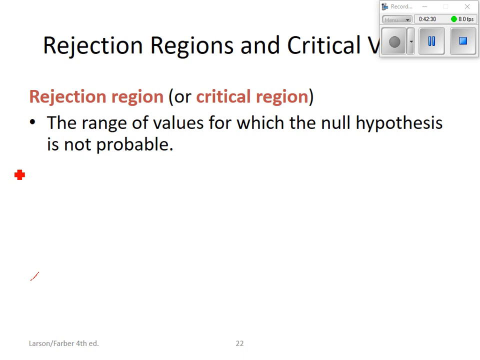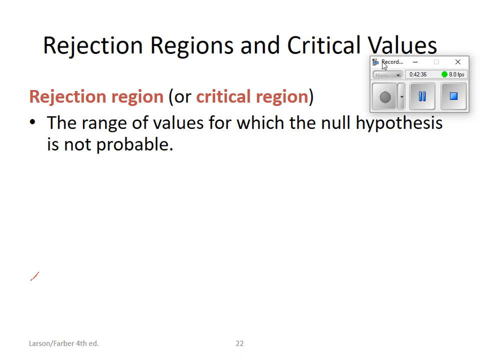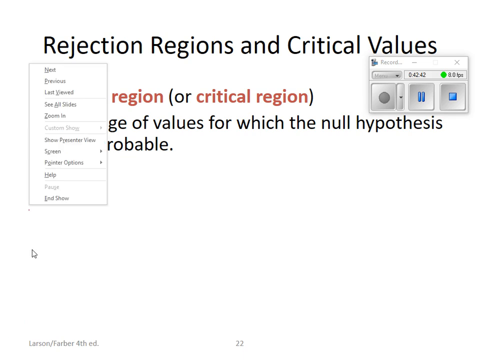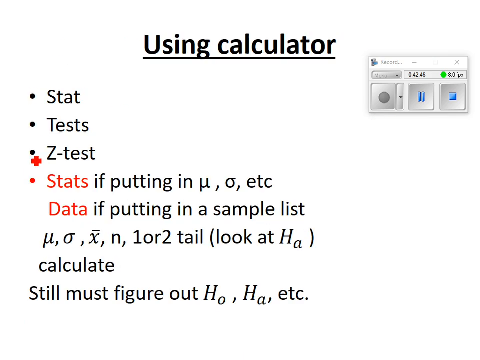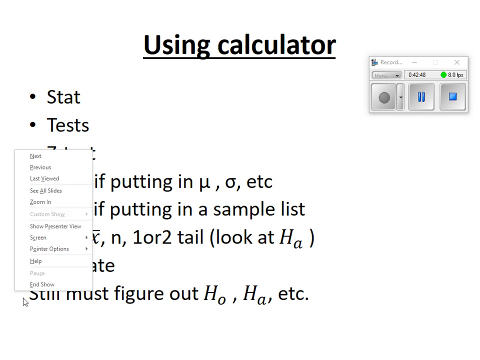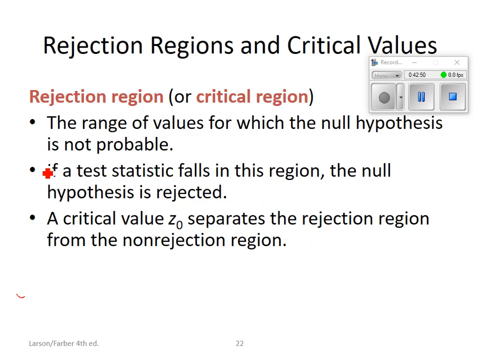All right, rejection regions and critical values. Again, this is the second way to do it. Put some of this on here, see what I want you to actually write down. So just write rejection regions. We're going to talk about how to do it.